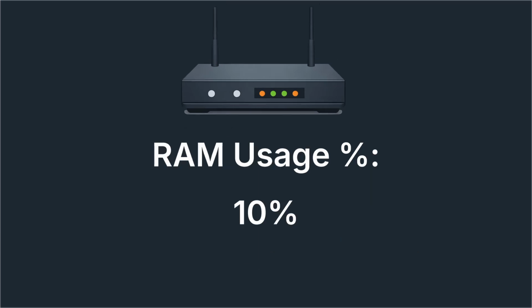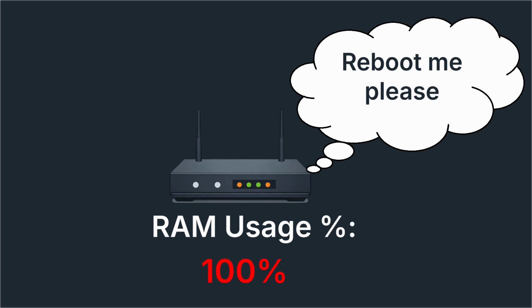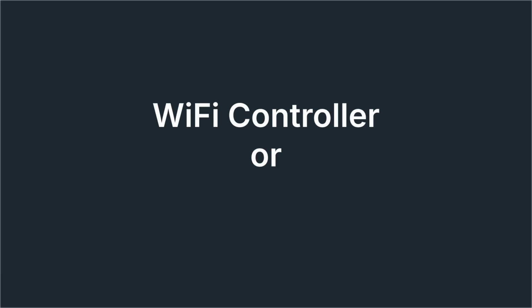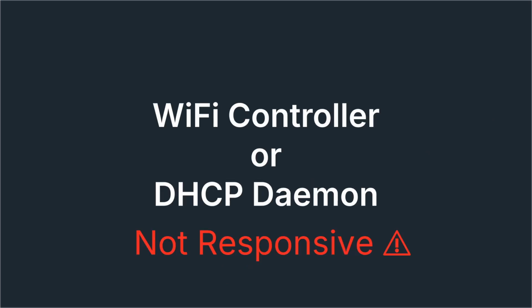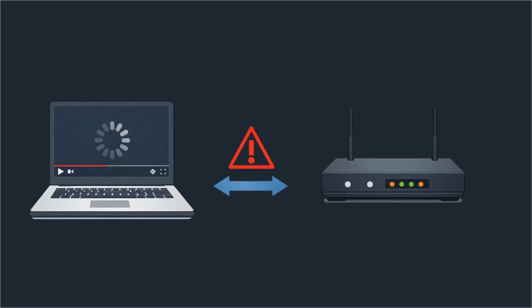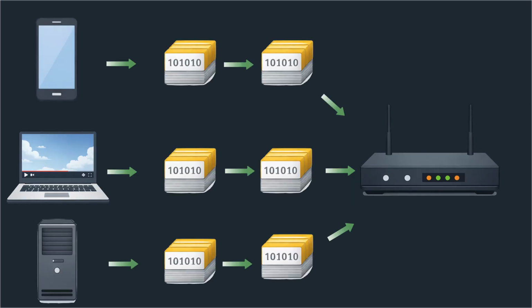Some firmware processes slowly consume memory over time without releasing it properly. Since routers often have limited RAM, performance can degrade after a long uptime. A service like the Wi-Fi controller or DHCP daemon may occasionally stop responding correctly. When that happens, devices might lose connectivity or fail to connect properly. Routers constantly handle packets and maintain queues for network traffic. Under heavy load or due to firmware bugs, these queues can become inefficient or congested.